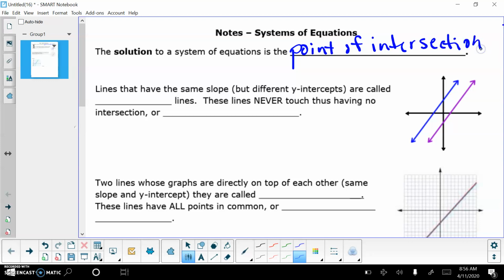And if you're wondering what that means, the point of intersection, that's the spot where the two lines would cross. So I'm just going to put that it's where they cross. Okay. Now, sometimes lines don't actually cross. If you look at this very first example here, this picture, you've got a blue line and a purple line, and those lines don't cross. Those lines are parallel. So I'm going to put that up top.